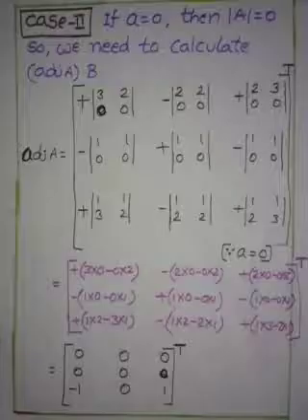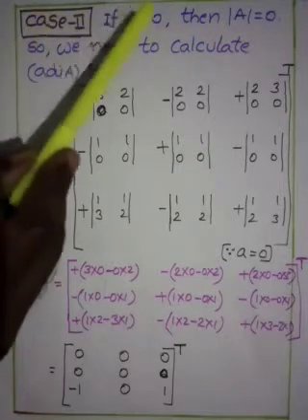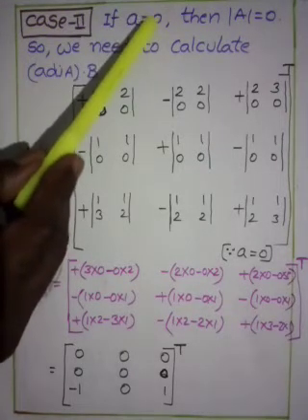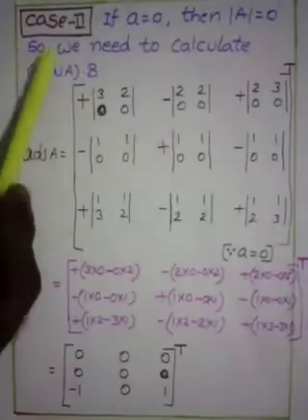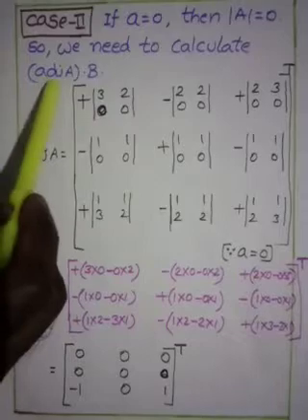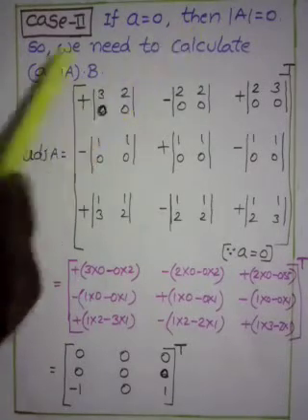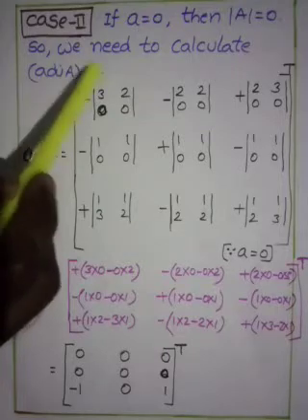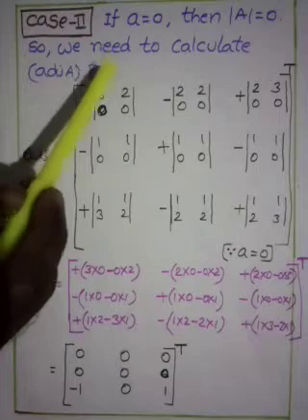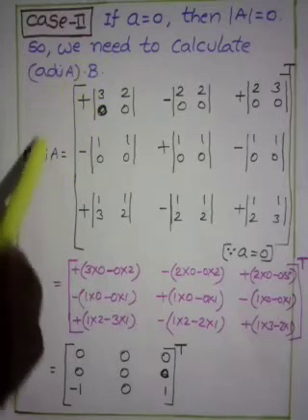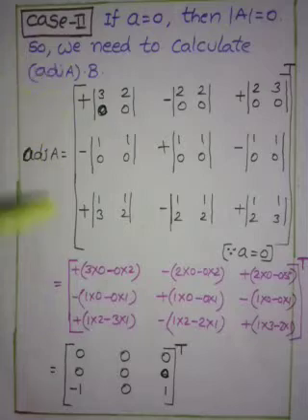Right. Now come to the second case, case 2. If a is equal to 0, then delta is also 0. So we need to calculate adjoint A into B. If delta is equal to 0, we have to check whether adjoint A into B is a 0 matrix or not a 0 matrix. For that, first we have to find adjoint A. Here I am finding adjoint A directly.